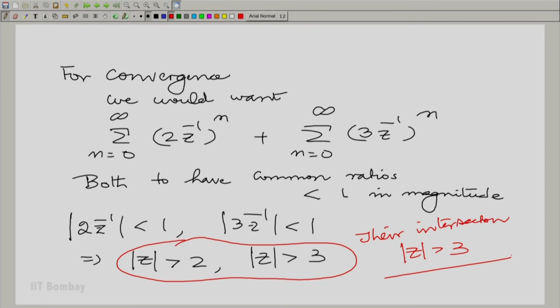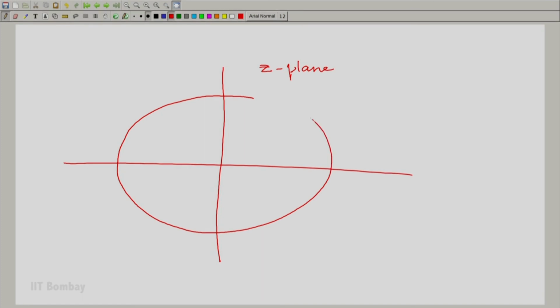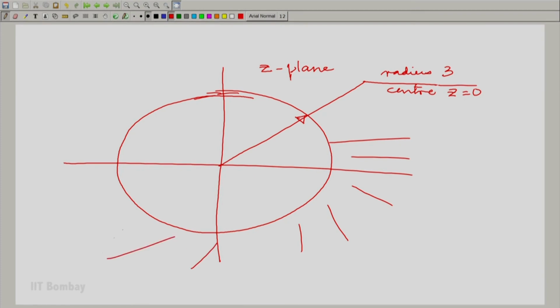And how does this region look in the z plane? This region can be sketched like this. In the z plane, you need to draw a circle, center at the origin, pardon my drawing, but it is essentially suggestive, with a radius of 3, and the region exterior to this circle.